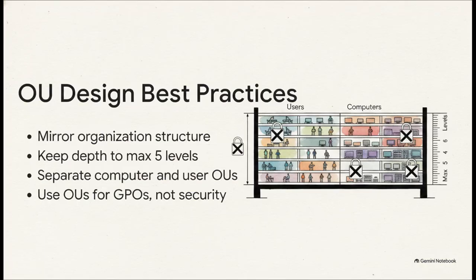When you're building out those OU neighborhoods, there are some strict rules you should follow. You definitely want to mirror your actual organizational or geographic structure. But please keep it flat. Going any deeper than 5 levels makes administration and troubleshooting a total nightmare. Always keep your users and computers separated into different OUs, mostly because they just require totally different policies. And remember this key takeaway. OUs are strictly for scoping group policy. They determine where rules apply. You do not use them to define security access.